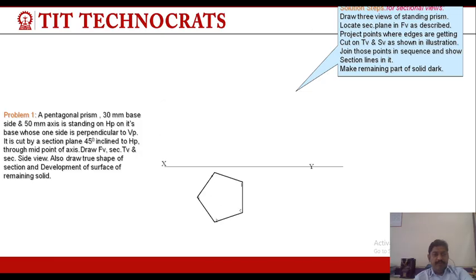A pentagonal prism with 30 mm base side and 50 mm axis is standing on the HP on its base, with one side perpendicular to the VP. It is cut by a section plane inclined 45 degrees to the HP through the midpoint of the axis. Draw the front view, sectional top view, and sectional side view. Also draw the true shape of the section and the development of the surface of the remaining solid.